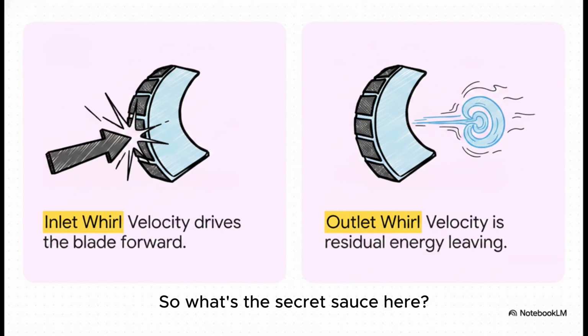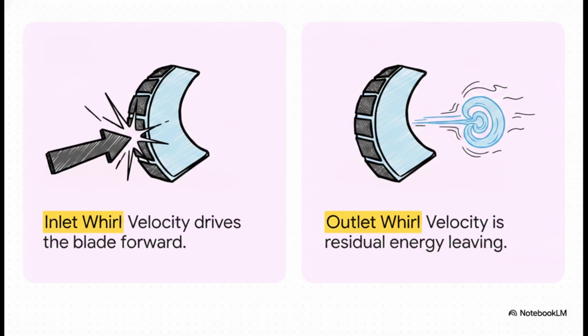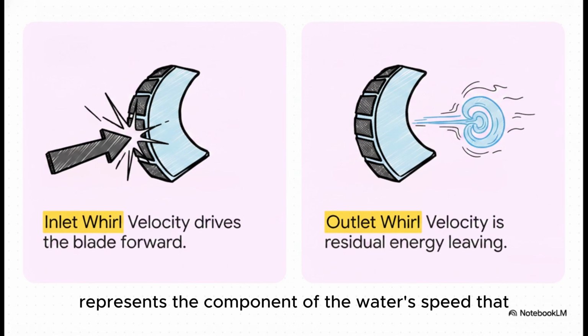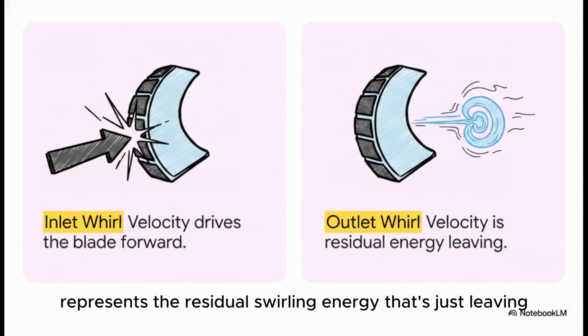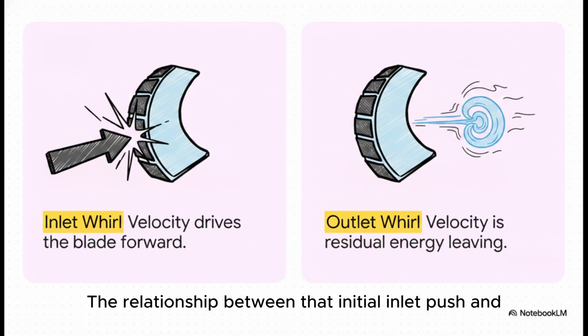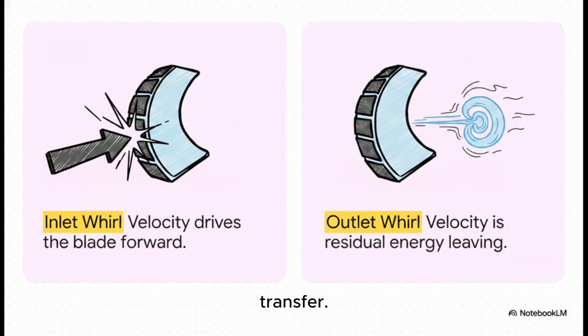So what's the secret sauce here? It's all about comparing two specific horizontal vectors, the whirl velocities. On the inlet side, the inlet whirl velocity represents the component of the water's speed that is actually driving the blade forward, in the direction of motion. On the outlet side, the outlet whirl velocity represents the residual swirling energy that's just leaving the system. The relationship between that initial inlet push and the final outlet release completely dictates our energy transfer.